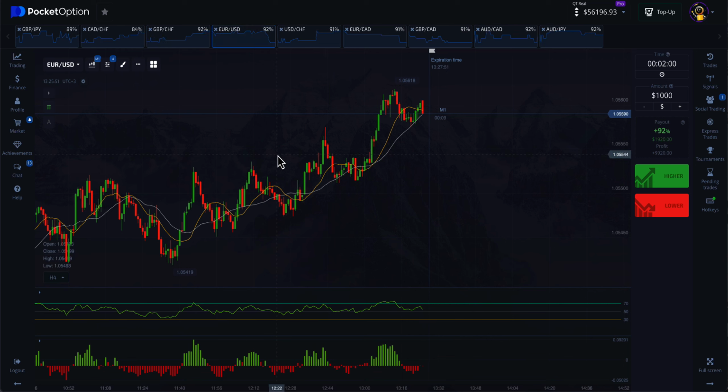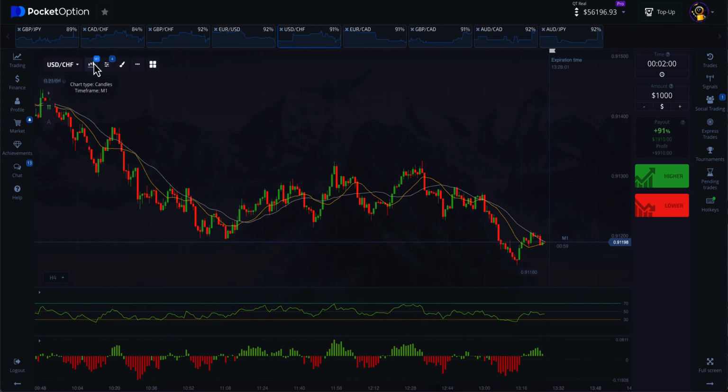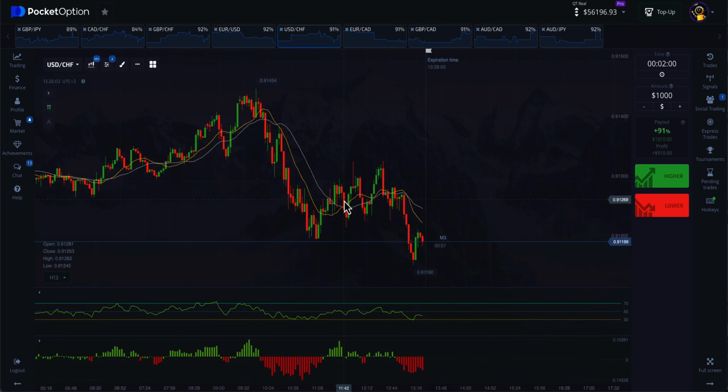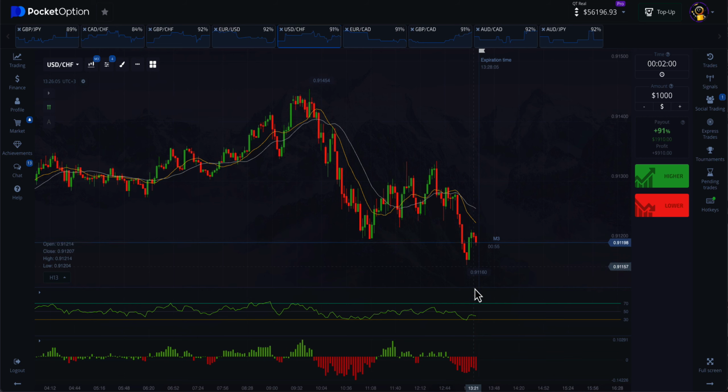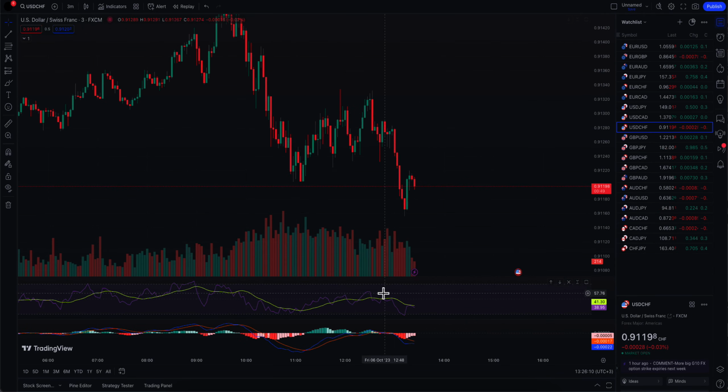And I think it will be Euro USD. One moment, let's check another one. It's USD Swiss franc. And yep, I think there it is. We can trade with this pair. And what can I see? Of course, let's check the pair on TradingView.